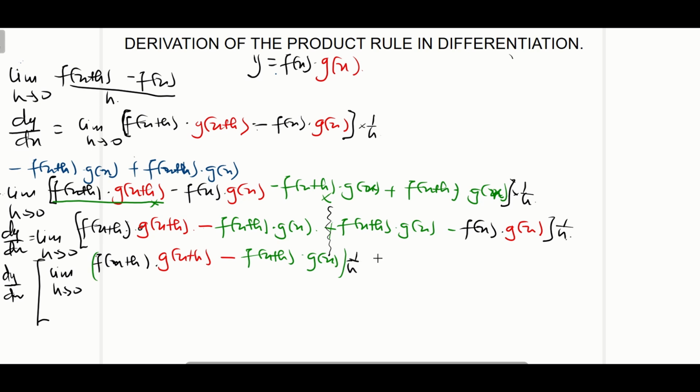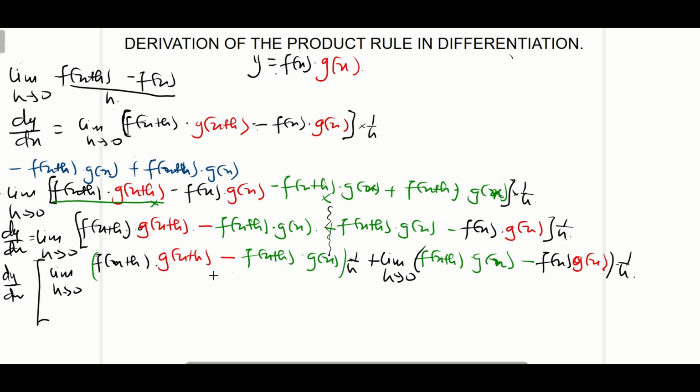Now we can also take the separate limit here, the limit as h approaches 0 of whatever is here as well, where we are going to have f of x plus h multiplying g of x, minus f of x multiplying g of x over here. So this g of x is going to be g of x. Mind you, everything is divided by h over here. So here as well we are going to have this and this over h.